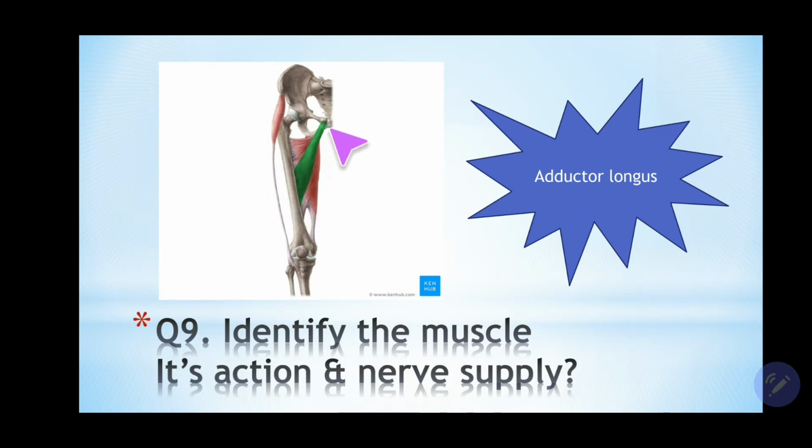Okay. So with this origin and insertion, this muscle belongs to the adductor compartment, the medial compartment of the thigh. So the nerve supply obviously will be the obturator nerve. So it's easy for you. And the action of this muscle is adduction of the thigh. And remember, you can very easily palpate this tendon. If you abduct the thighs, the tendon in the groin becomes prominent, and that is the tendon of adductor longus.